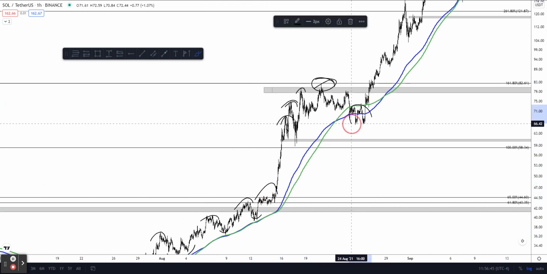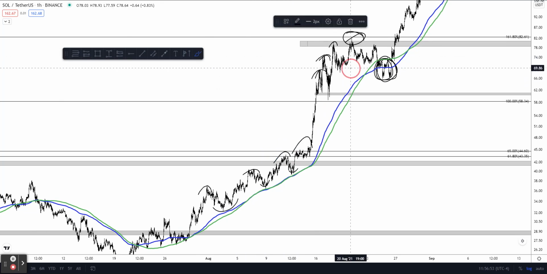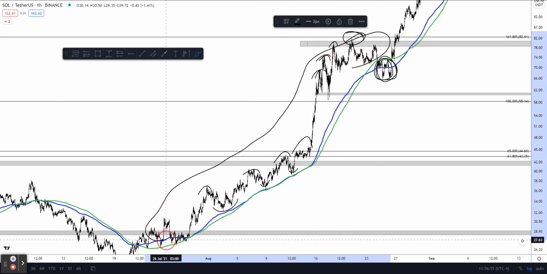But as of right here, this scares me. This is the first time where I can say, you know what? This move is structurally different than any of this other price action.